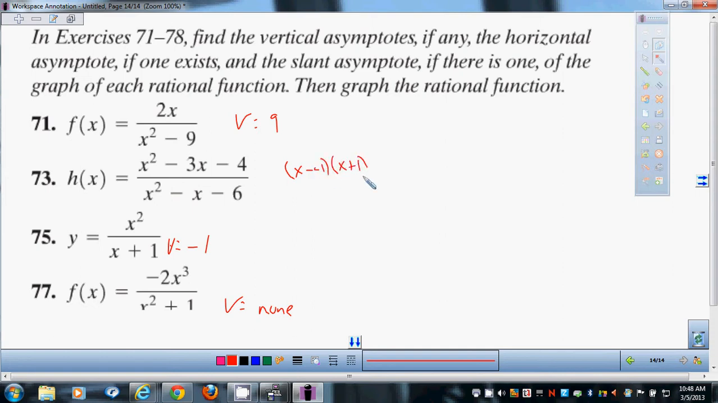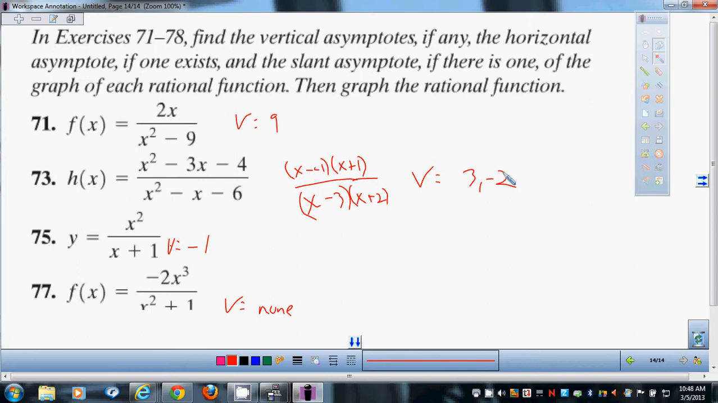So where am I going to have vertical asymptotes on this thing? 3 and negative 2. It's just where the denominator equals 0. Oh, touche. I was thinking it was x squared minus 9. Plus or minus 3. You're correct. And I'm incorrect. So the verticals are all about where the bottom equals 0.